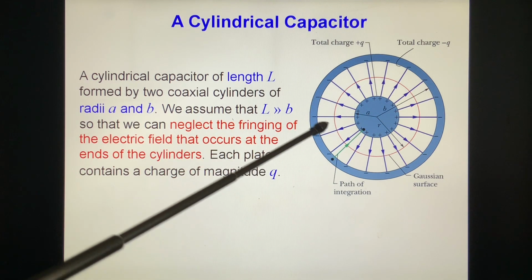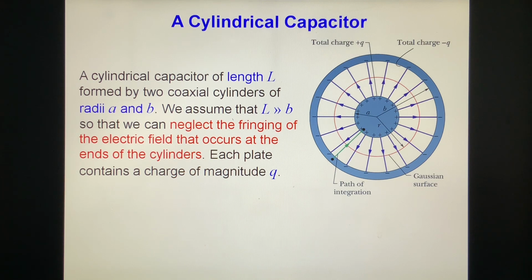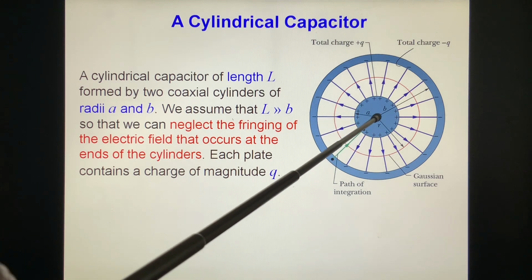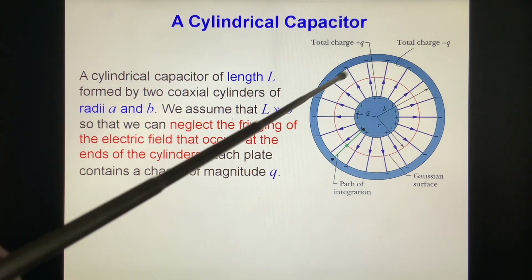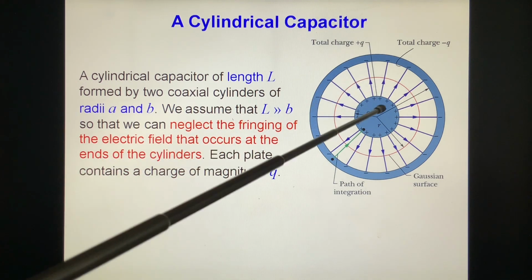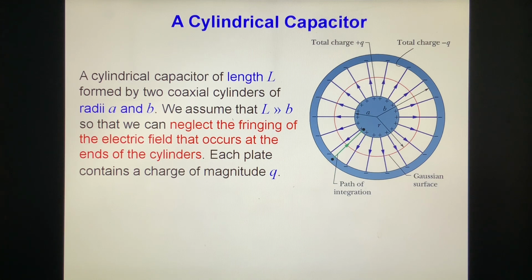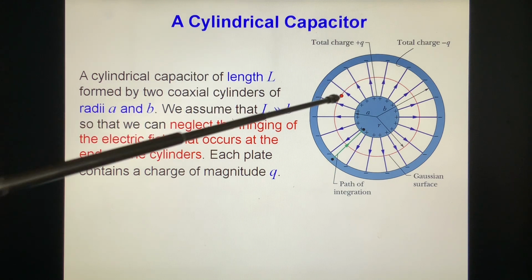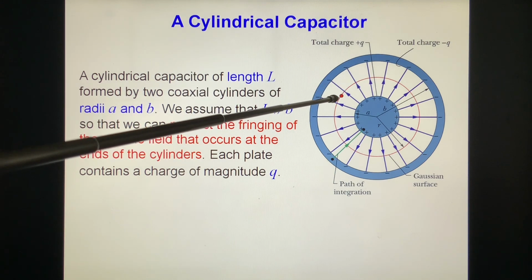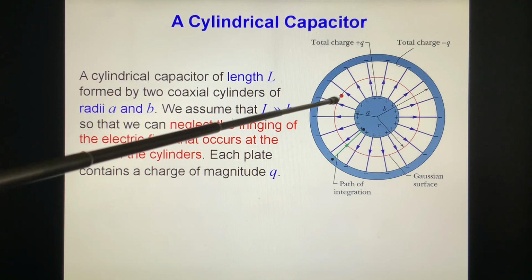It's very long, so that we can neglect the fringing of the electric field that occurs at the ends of the cylinders. Each plate contains a charge of magnitude Q. Inside is positive Q, outside is negative Q. This is the electric field, from positive to negative, with cylindrical symmetry. We want to find E at any point, for example, this point.